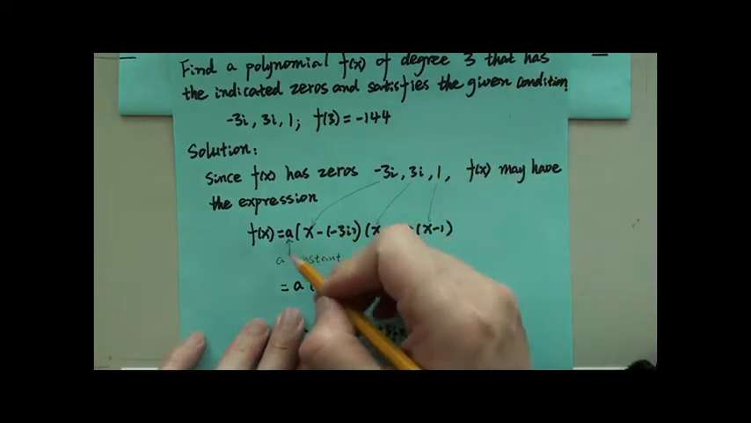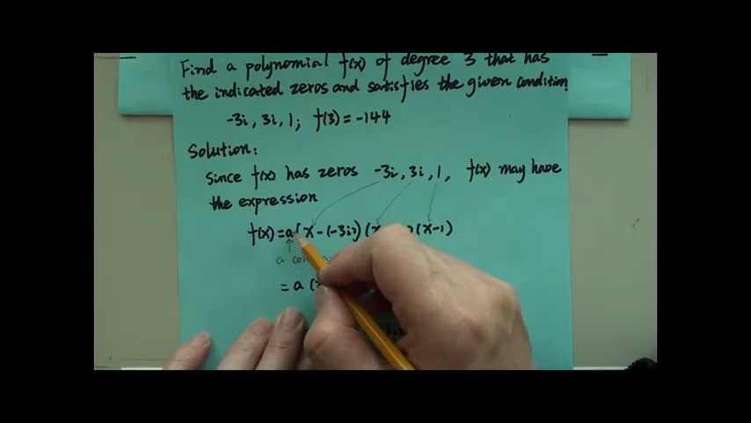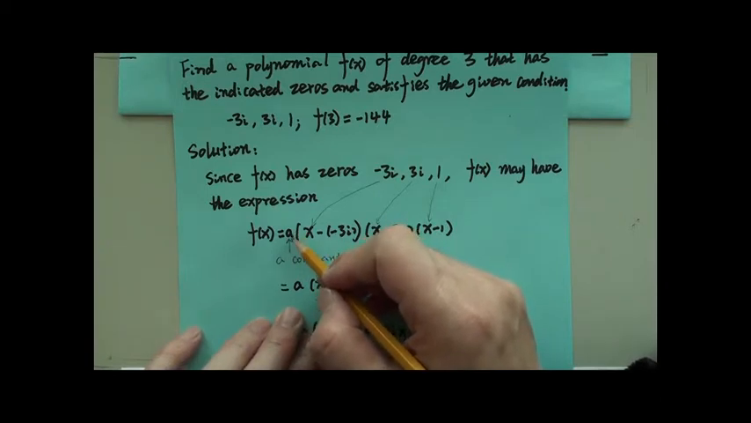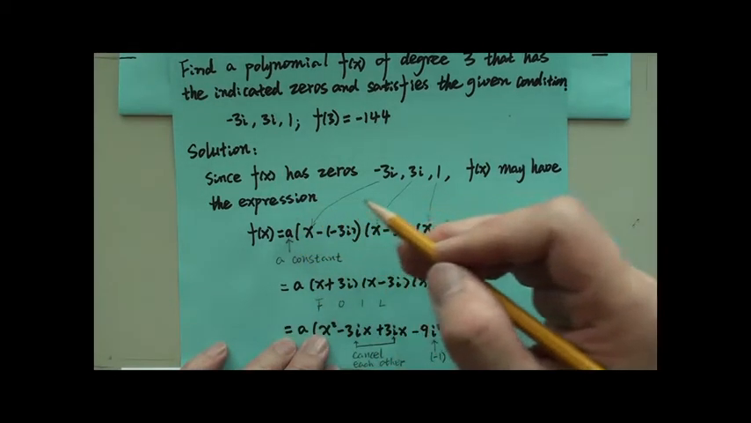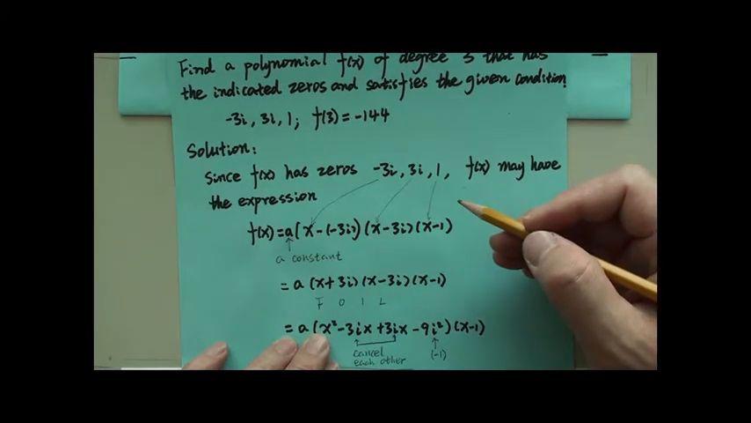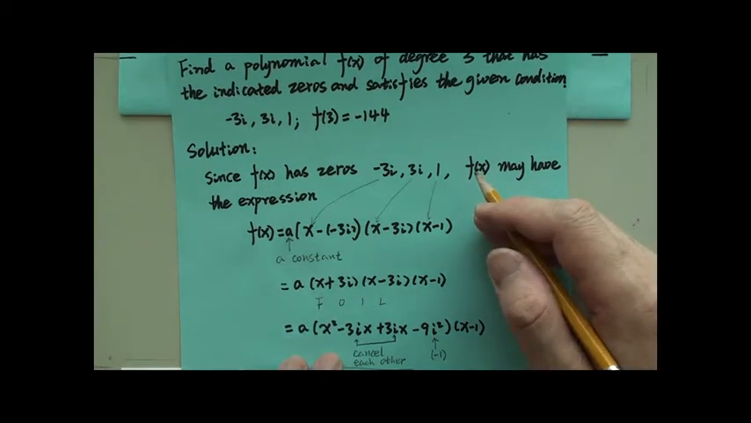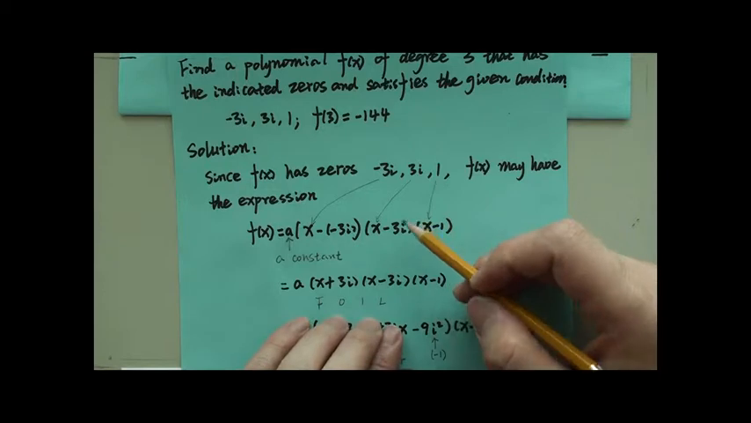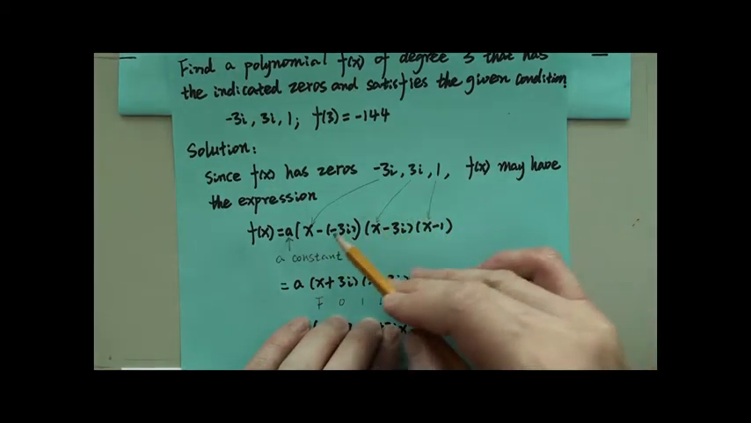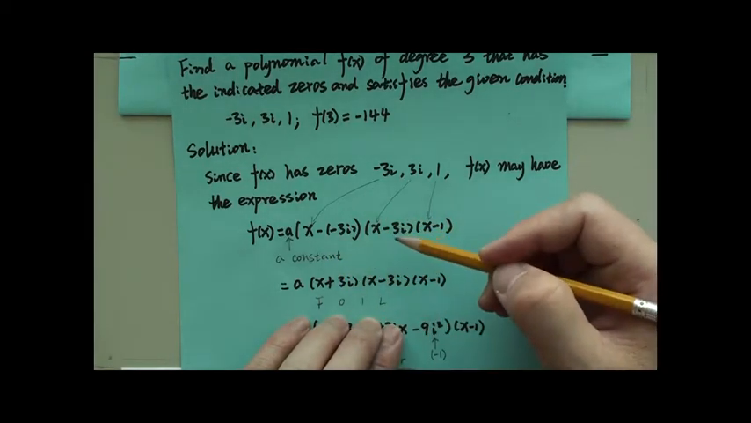Now, here again, a is a constant. If we find out this constant, we are done. Okay, now, let's see how to do that. We use the FOIL method to take care of these two factors.